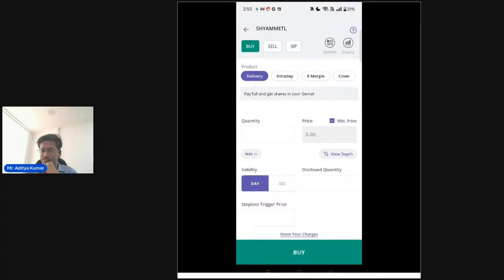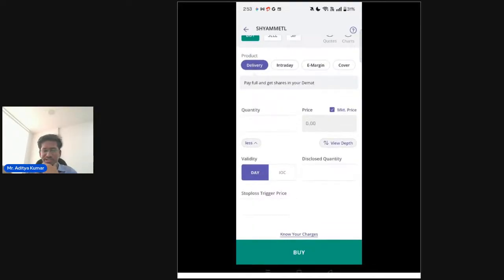This tick helps you order at the current market rate instead of a fixed limit. After setting the quantity and the price, you will see this validity, the Day and the IOC. Day means the order stays active till the market closes, and IOC, the full form of which is immediate or cancel, means the order you place will execute instantly or get cancelled if not matched.